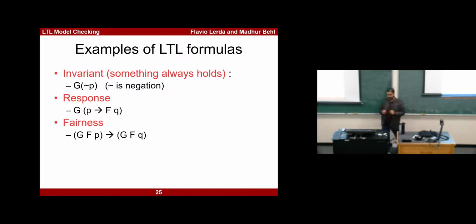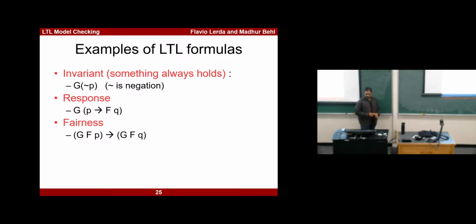So for example, I can say always it must be the case that the temperature of a nuclear reactor is less than 1,000. Okay? And no matter what happens, this must not be violated by my reactor model, mathematical model, or transition system. And this is an invariant property because it's globally true.